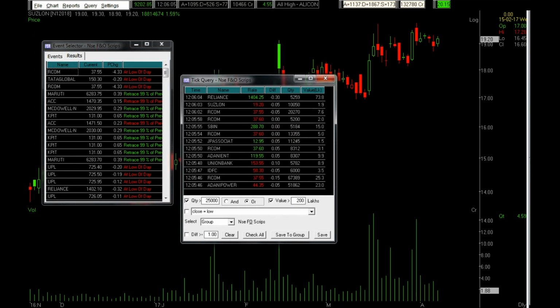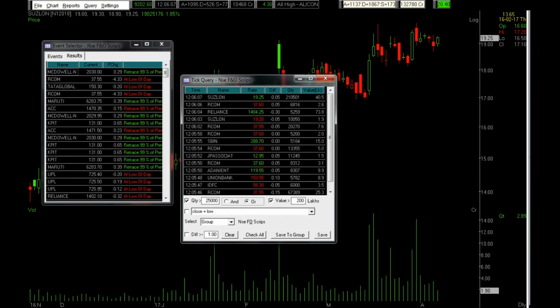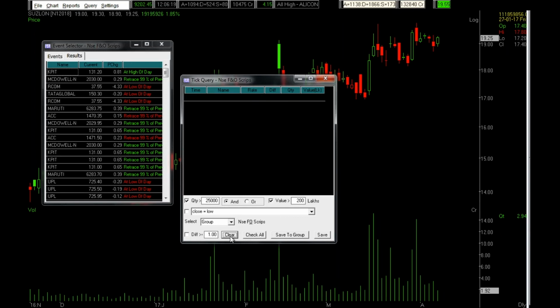When the markets are very buoyant and on a very strong uptrend, I generally tend to increase this, or else these small numbers are met all the time. Tick query. When you make it and, it will reduce the number of stocks that will crop up. So it's 25,000 as well as 2 crores.